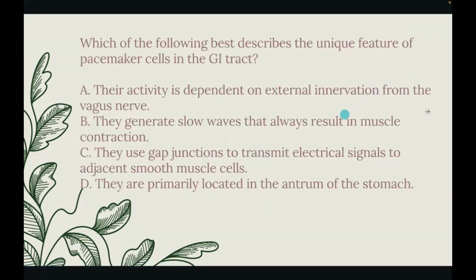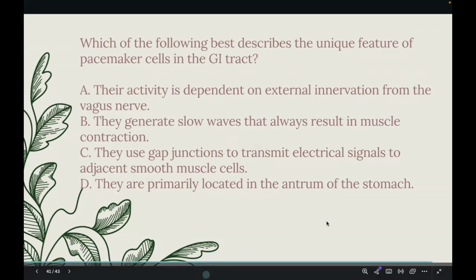Okay. Which of the following best describes the unique feature of the pacemaker cells in the GI tract? Now, this is a bit tricky. Well, not tricky, but boring. Read the option properly. The B.